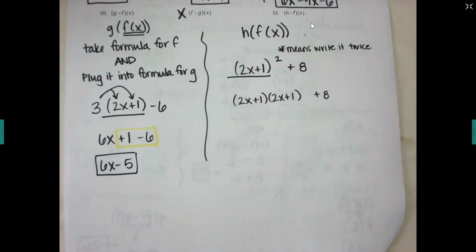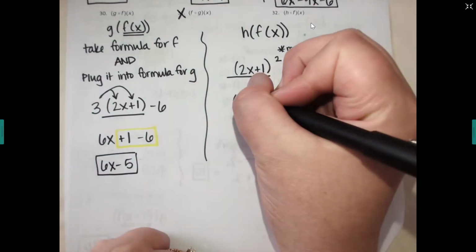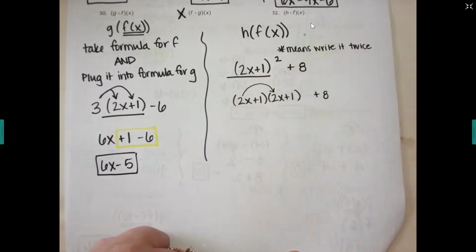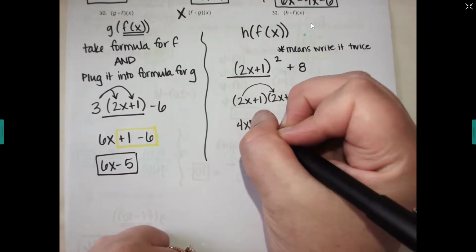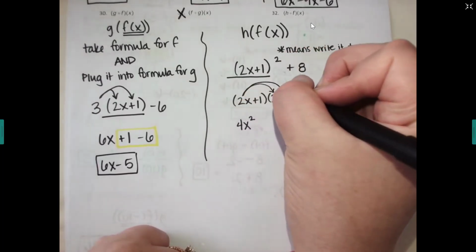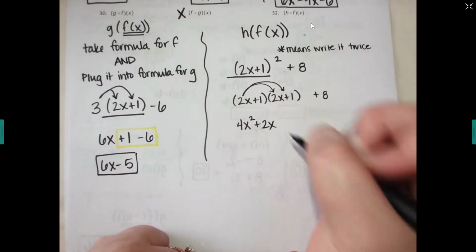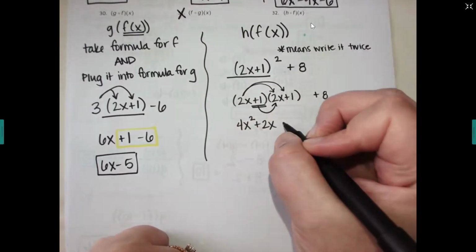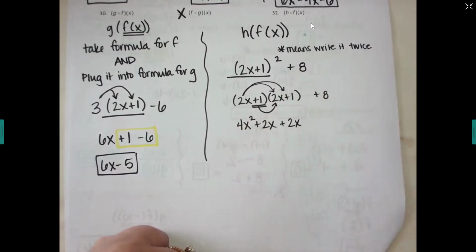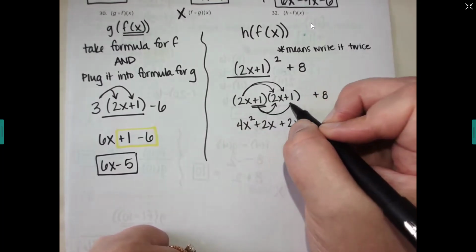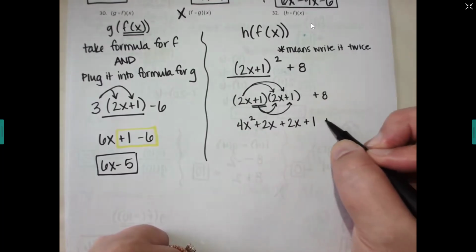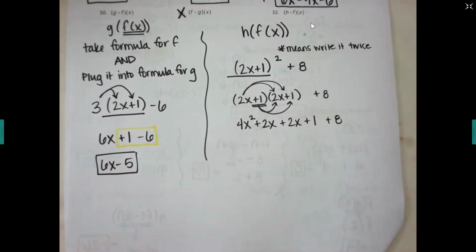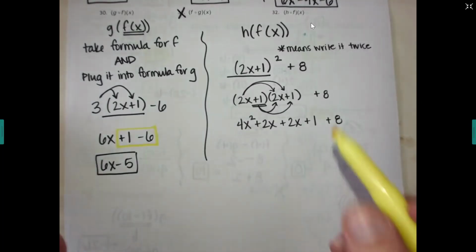So let's do our multiplication here. What's 2x times another 2x? 4x what? Squared. 2x times 1 is going to stay a 2x. Then I move to my second term. 1 times 2x stays a 2x. What about 1 times 1? 1 plus 8.